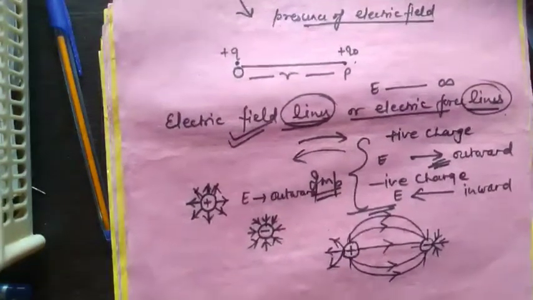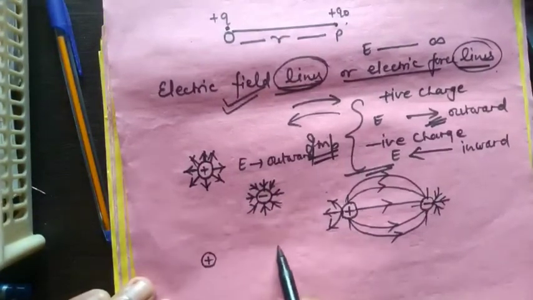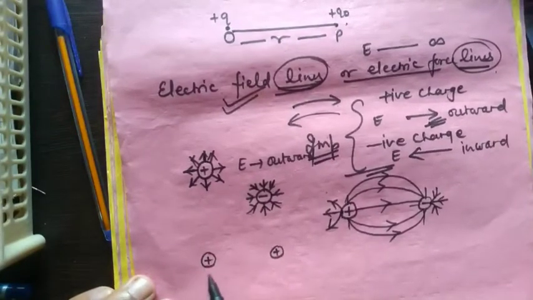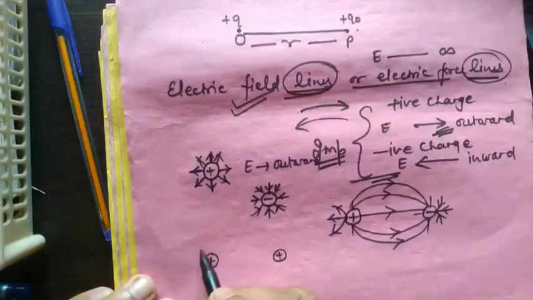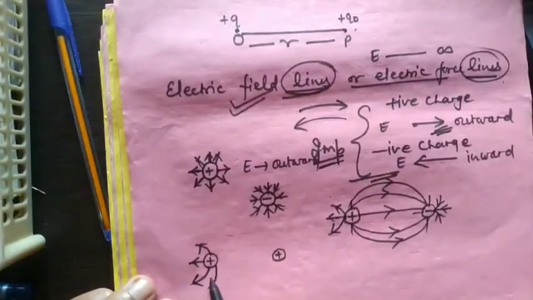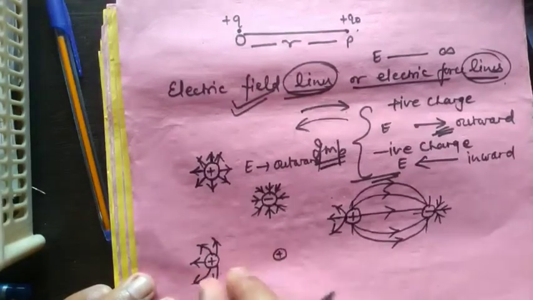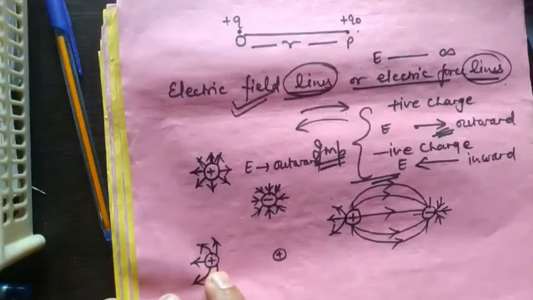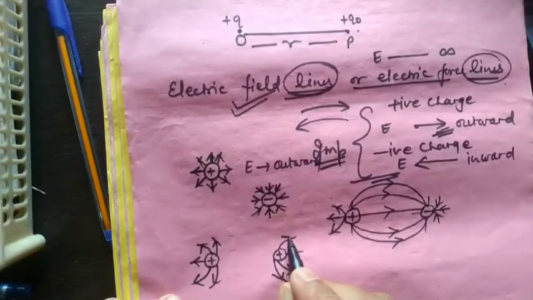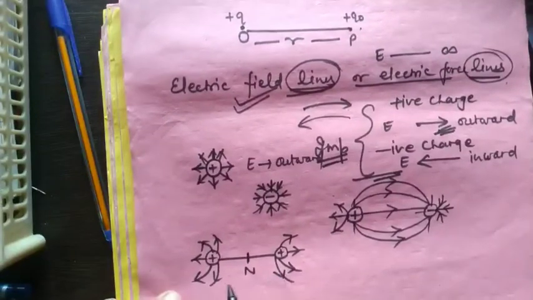Note down this point. If we have two positive charges, then the electric field lines due to these positive charges will be outward. If another positive charge comes in contact with these charges, they repel each other, and the neutral point is situated at the middle of these two charges.